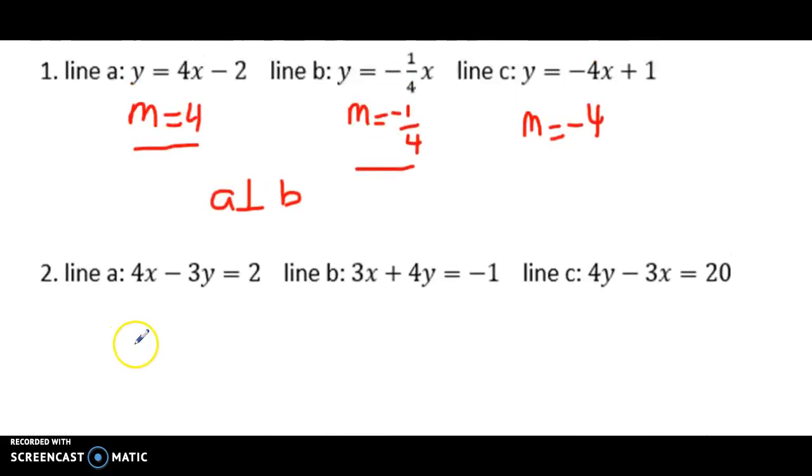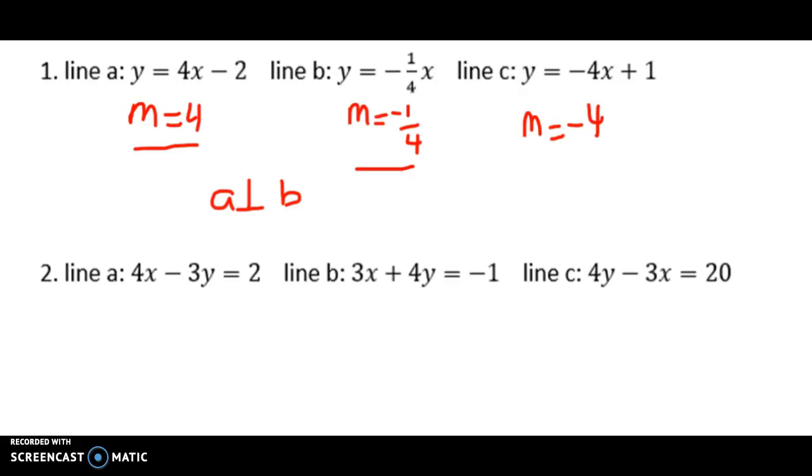Now, moving on, let's look at a slightly trickier one before we go on to other types of problems. Here we see line A being 4x minus 3y equals 2, line B being 3x plus 4y equals negative 1, and line C being 4y minus 3x equals 20. If you just started picking off, oh, there's a 3 here, a negative 3 here, a positive 3 here, and a negative 3 here, you'd be mistaken, because we don't have this in a form that allows us to pick these slopes out right away. So we need to take a second and fix that. We need to solve for y in this case to get it into slope-intercept form.